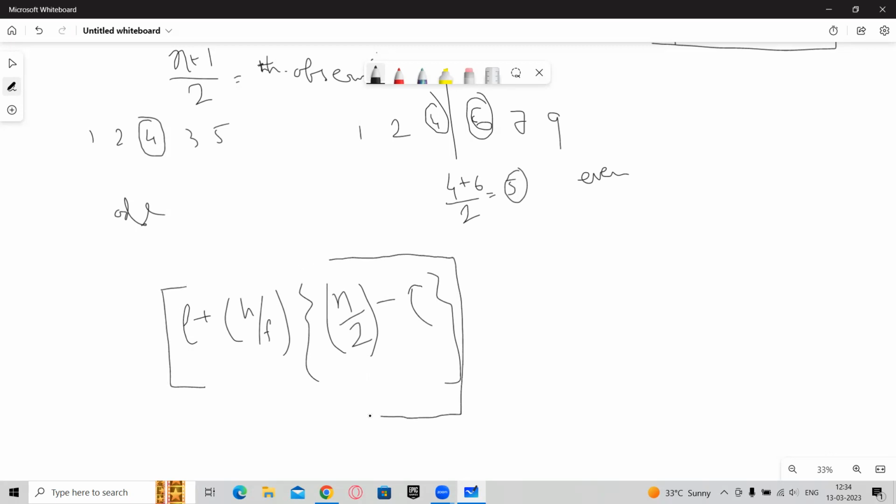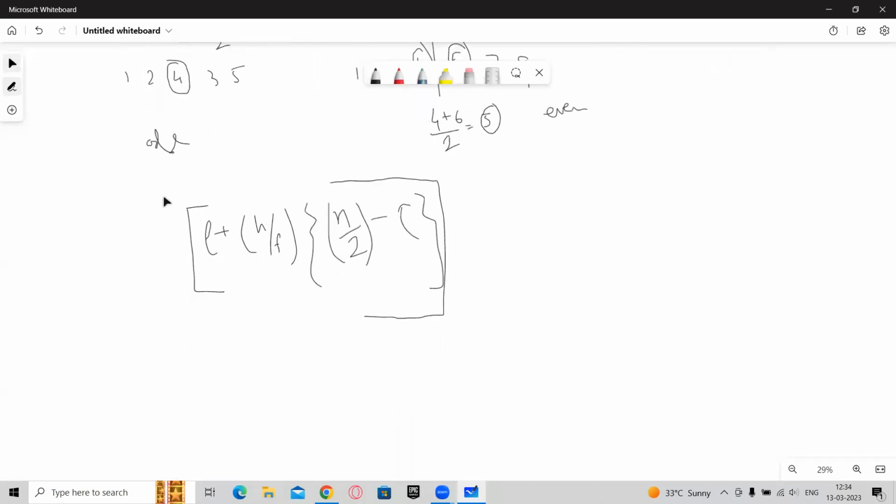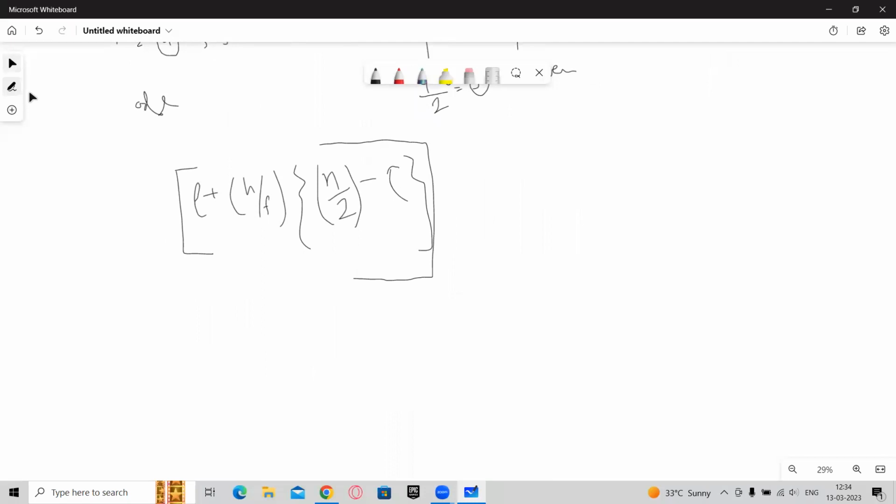This is for grouped values. Okay. These things you need to remember. For any library, either a Python library or any other, such as Excel, you can simply call this function. You give the values, and it will give you the whole median value. Okay. This L is nothing but your lower limit value.